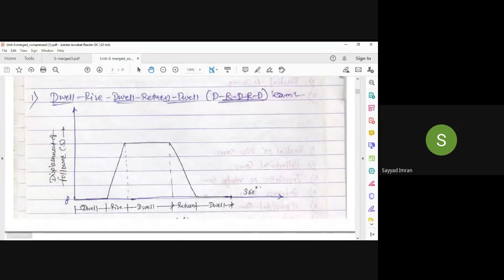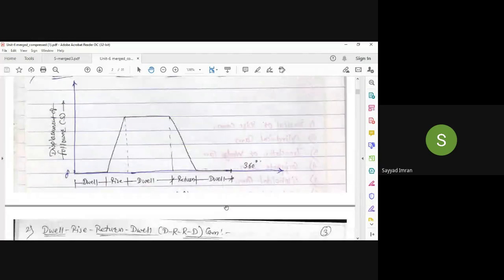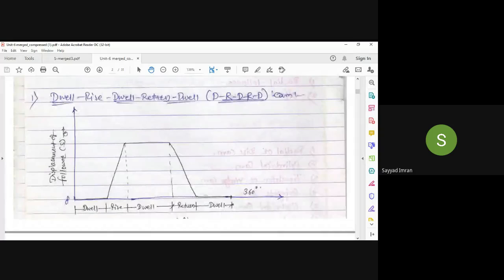See, on the x-axis there is always the cam angle. Always remember, on the x-axis there is the cam angle, and on the y-axis there is always the displacement of the follower. Because you have to draw the displacement diagram in the numerical, remember that on the x-axis there must be the cam rotation, and on the y-axis the displacement of the follower. Displacement of the follower is in mm and is denoted by the letter S, capital S.